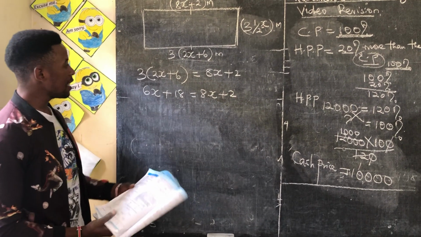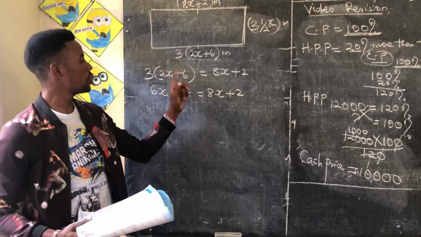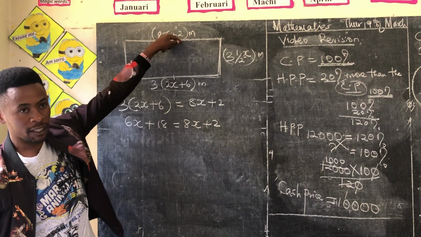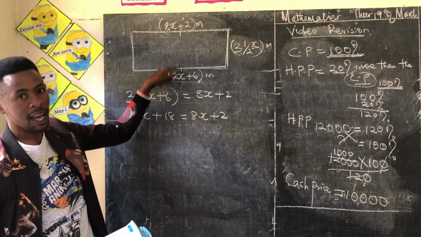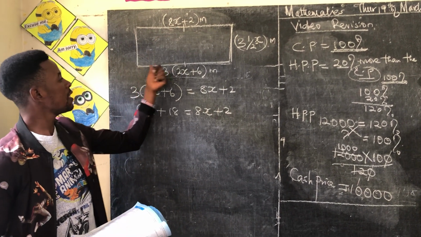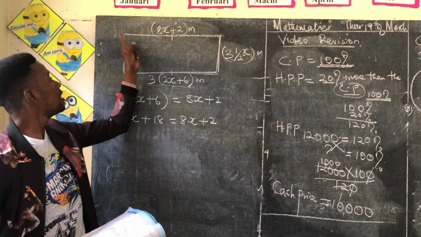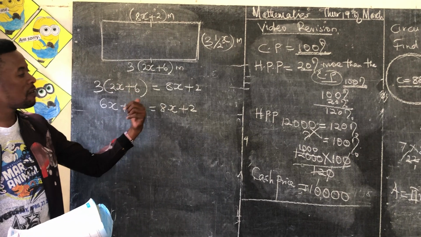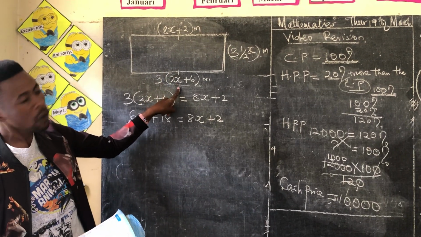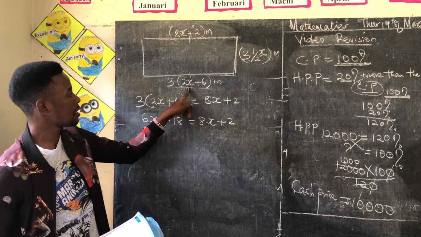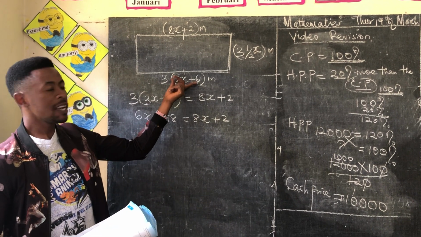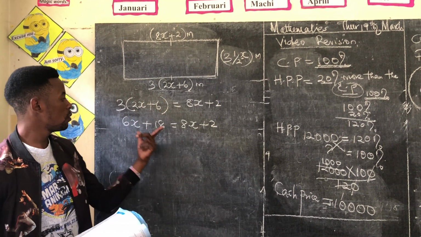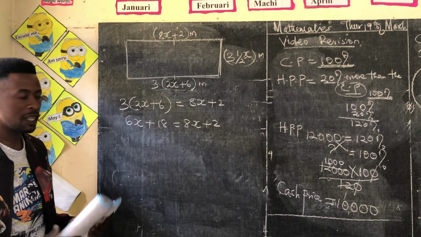I started by saying the reason as to why we formed this equation, that 3x into 2x plus 6 is equals to 8x plus 2, is because these two sides are equal. So if this, for instance, was 25 centimeters, this one will also be 25 centimeters. And then to find the value of x, we have to equate these two expressions, that the expression of this side is the same as the expression on the other side. So which gives you such an equation. Now we are solving the equation.